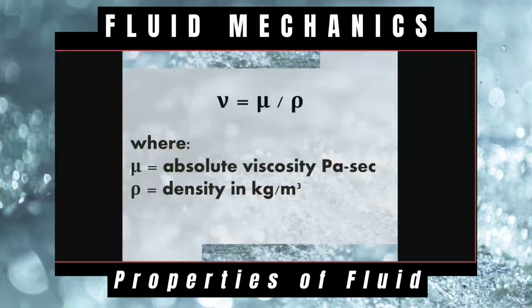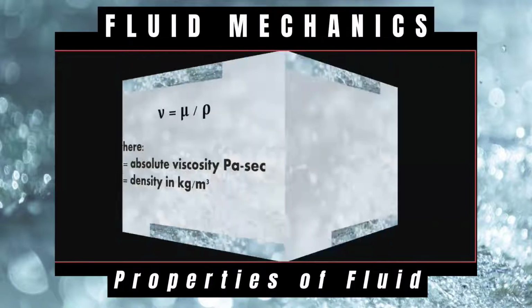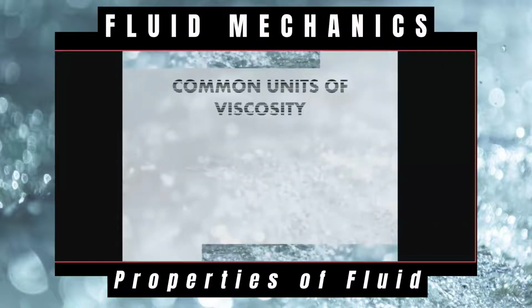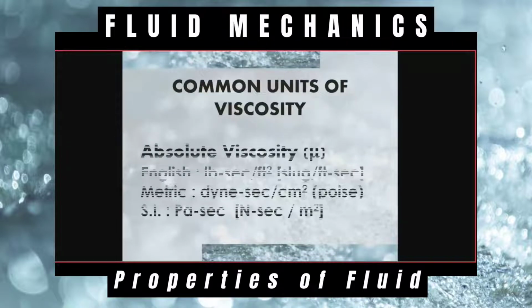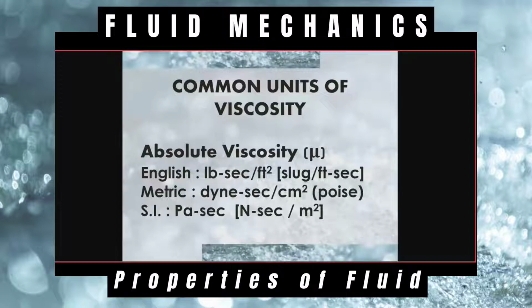Now I have here the units of our viscosities, the common units. For absolute viscosity mu, usually for English we use pound second per feet squared. We seldom use slug per feet second, unless stated in the problem. But the usual for the English system is pound second per feet squared. For the metric system, we use dyne second per square centimeter, or poise. Later we will discuss the specific values, there is an equivalent value for that.